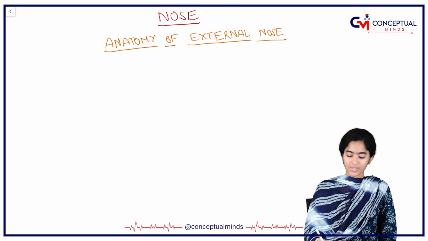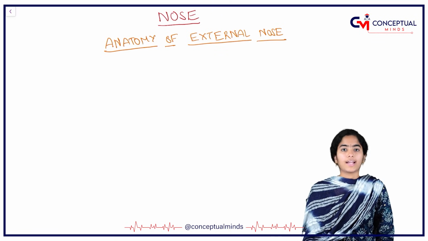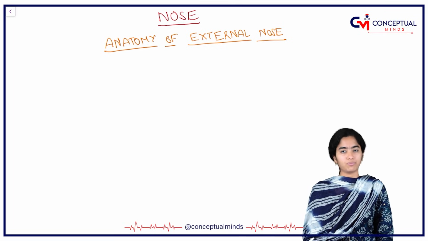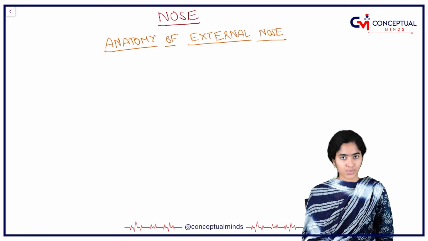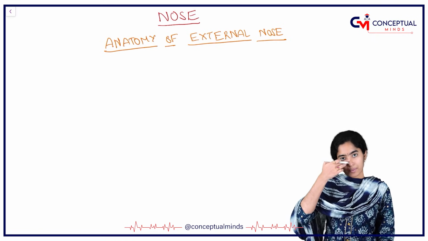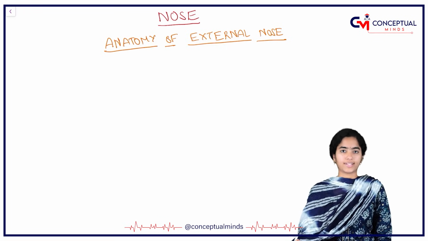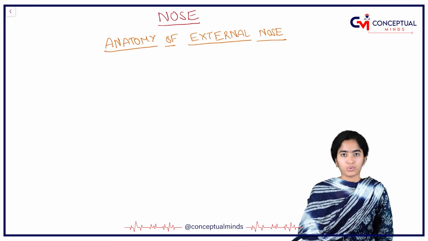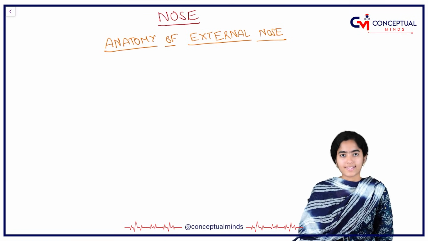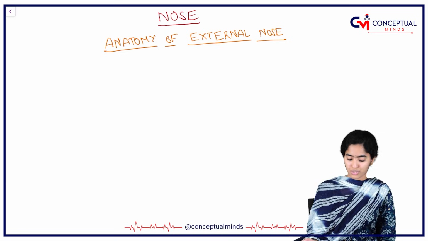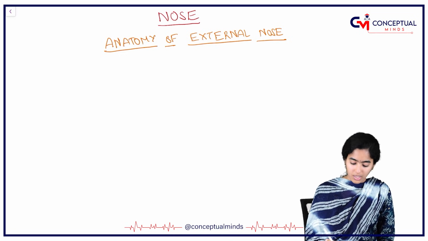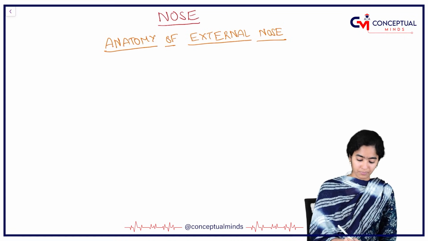The external nose is a pyramidal structure. It is made up of bone and cartilage. The osteocartilaginous framework supports the external nose. And the upper part of the external nose, that part which joins it to the forehead, is called the root of the nose. And the base of the pyramid consists of two openings called nares or nostrils, anterior nares or nostrils. Let us quickly write all of this.